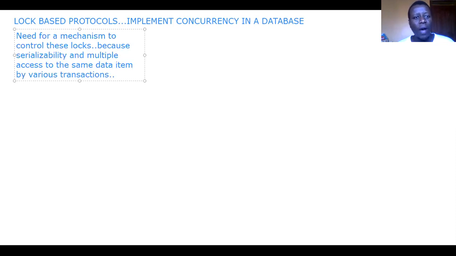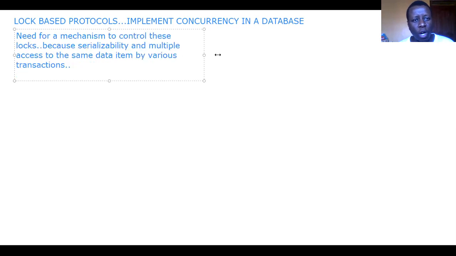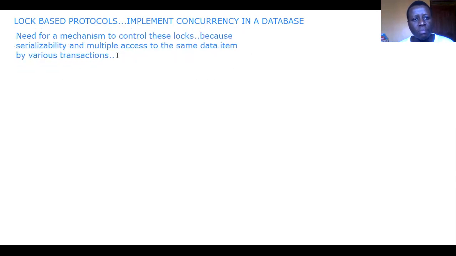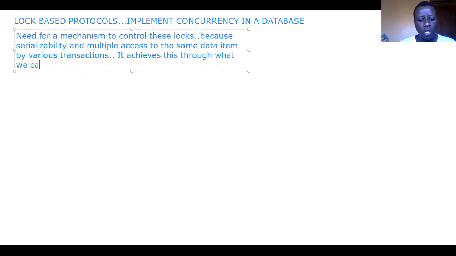Now, for a database to control these transactions, it achieves this through what we call the lock manager.